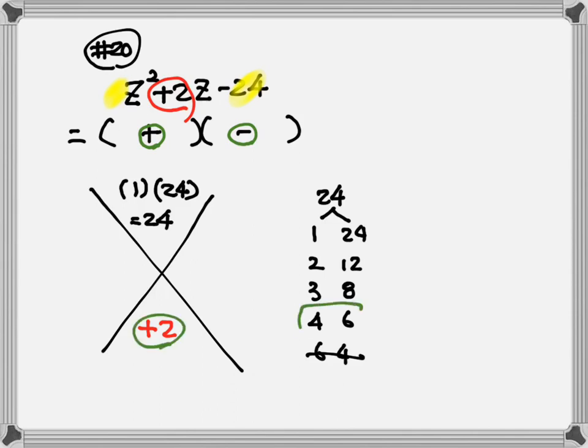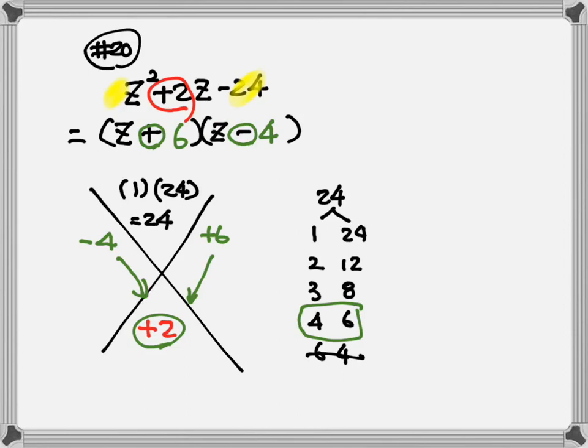So here I'm going to take 4 and 6. Now you have to decide which one is plus and which one is minus. You see, plus 6 and minus 4 gives me plus 2. Then after that, you find the 2 numbers. All you need to do is matching. So negative 4, the negative goes here, and positive 6, so 6 goes here. My variable is z, so I'm going to put down z and z.